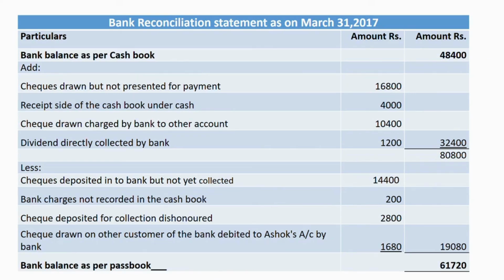So that we arrive at the bank balance as per the passbook. So you can see that 32,400 amount has been added and an amount of 19,080 has been reduced from the cash book balance to arrive at the bank balance as per the passbook. So these are few problems which we have discussed about on differences between cash book balance and the passbook balance and preparation of bank reconciliation statement. Thank you.